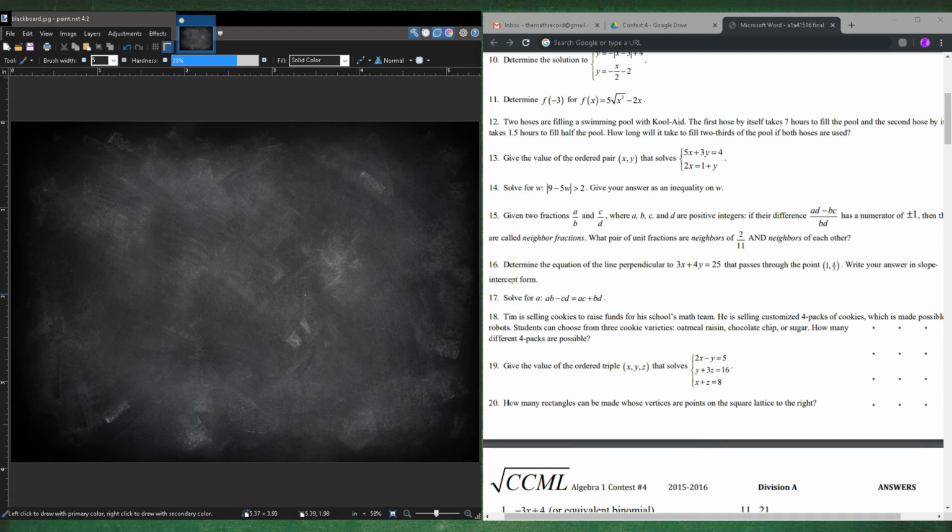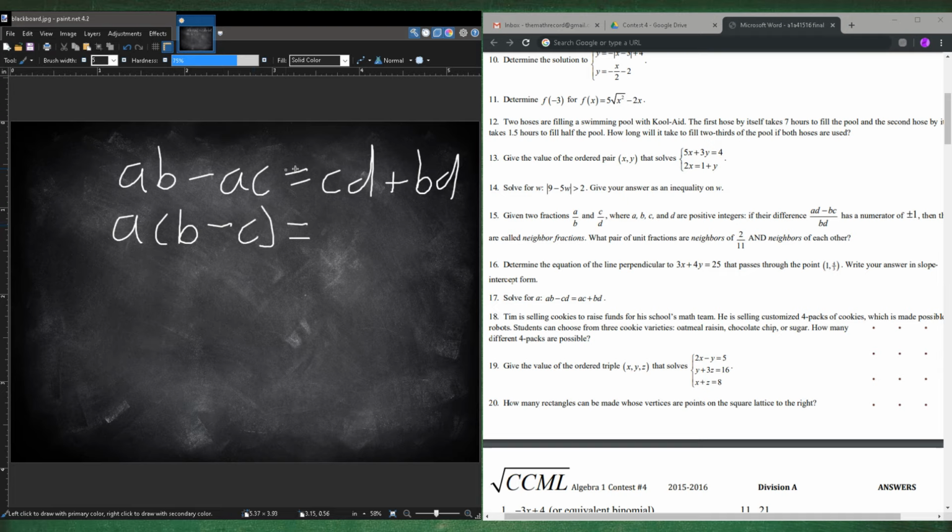So number 17, solve for a. ab minus cd is equal to ac plus bd. So let's just get a to one side, so it's ab minus ac. And then you have cd plus bd, right? So you have a times (b minus c), and then you get d out, which is (c plus b).